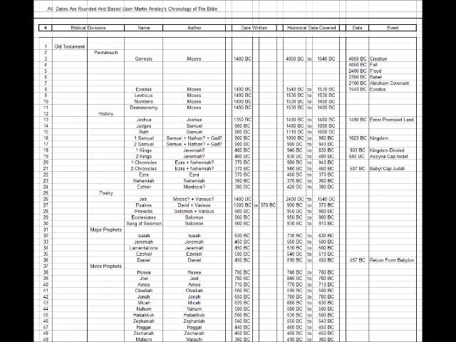Who wrote the book of Job? Probably Moses. But the book of Job doesn't actually say who wrote it, so there is some question as to who did, but most people believe probably Moses wrote Job.